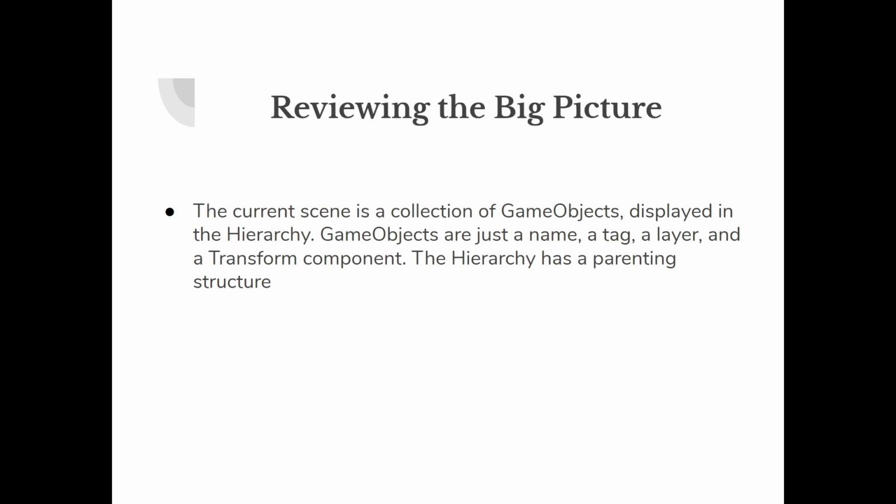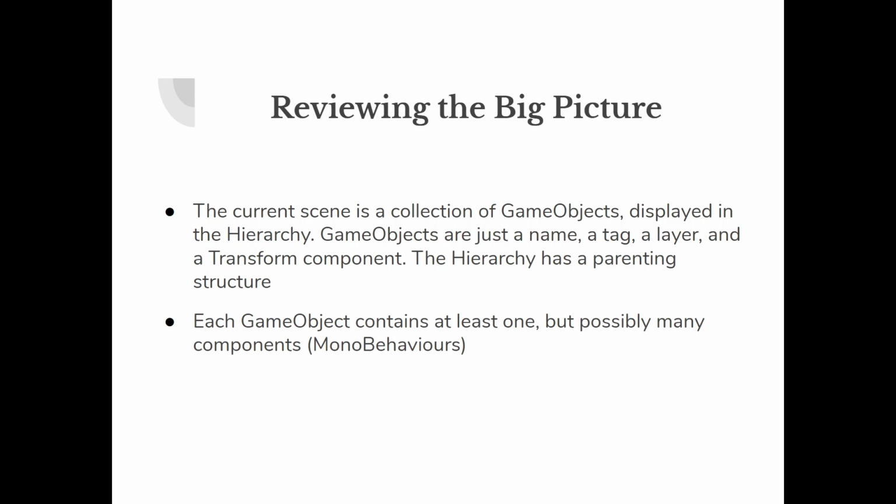Okay, so first, there's a couple of slides of review here. I'm going to go through kind of quick at this point. So the current scheme is that the current scene is a collection of objects displayed in a hierarchy. Game objects start off just being a name, a tag, on a certain layer, and they have a transform. You're kind of used to that. The hierarchy has a parenting structure, so you can have game objects that are children of other game objects, for example.